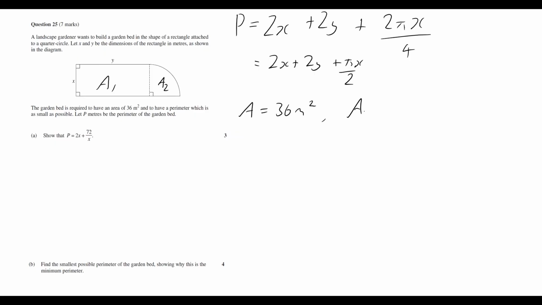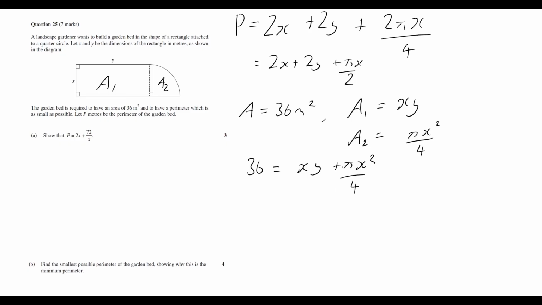So I can say now that A1 is just simply going to be equal to x times y, and A2 is going to be equal to, so what's the full area of a circle? That's pi r squared, so that would be pi x squared. But now since it's a quarter of a circle, we'll put that 4 on the bottom there. Okay, so that means that we now have a formula. 36 meters squared, since that's the area, is equal to xy plus pi x squared over 4.